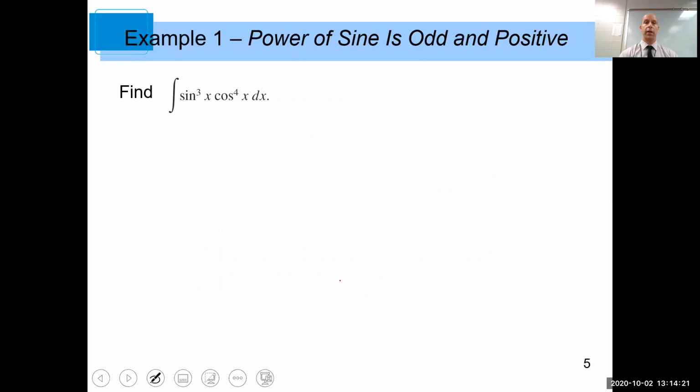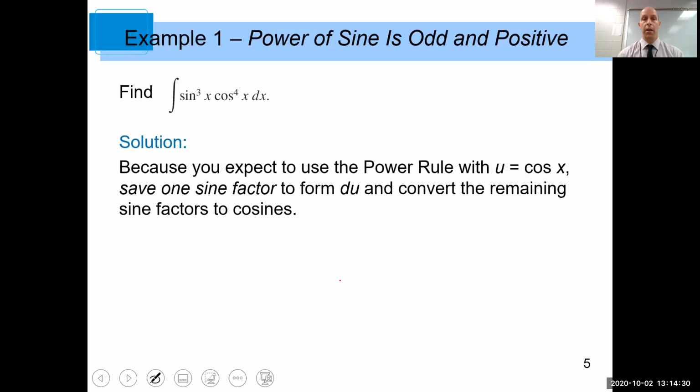All right, so let's look at an example here. It says find the integral of sine to the third power x times cosine to the fourth power of x. So what we're going to try to do here is, you can hopefully understand that this cosine to the fourth power x is the higher power. So what we're going to probably do here is we're going to use cosine x as the u. And therefore, if I do the derivative of that, it's going to produce a sine factor. So we want to save that guy.